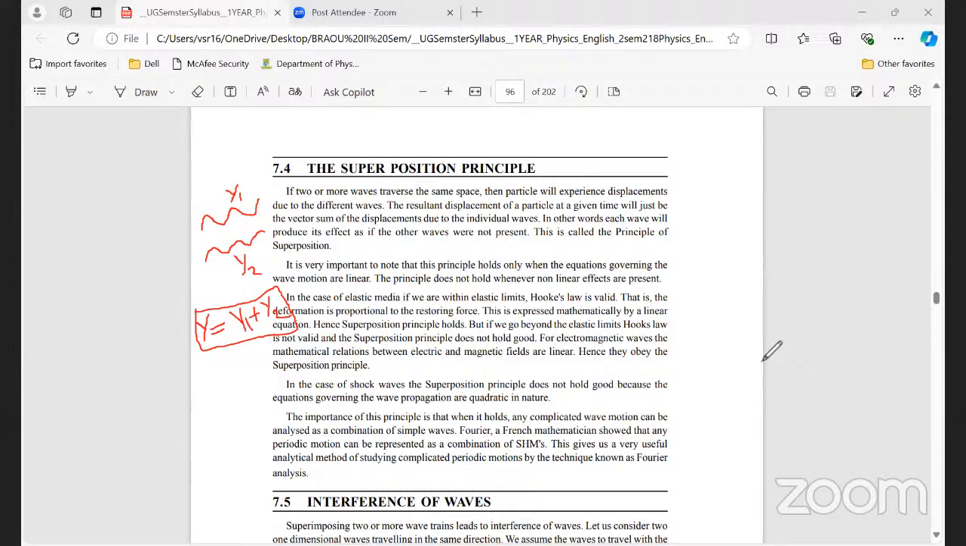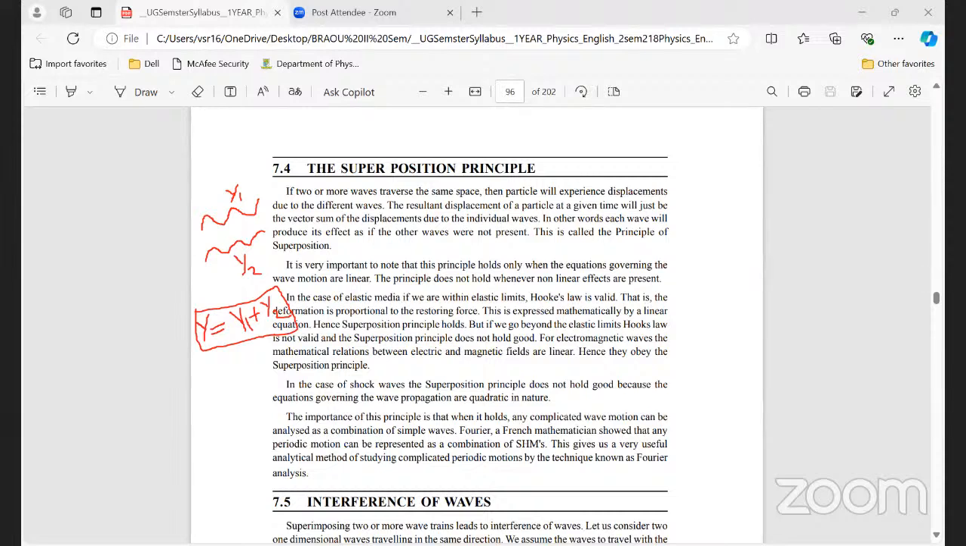When a motion repeats within the same interval of time, that is called periodic motion. The best example is simple harmonic motion. This gives a very useful analytical method of studying complicated periodic motions. That technique is known as Fourier analysis, which we will discuss in the coming class.